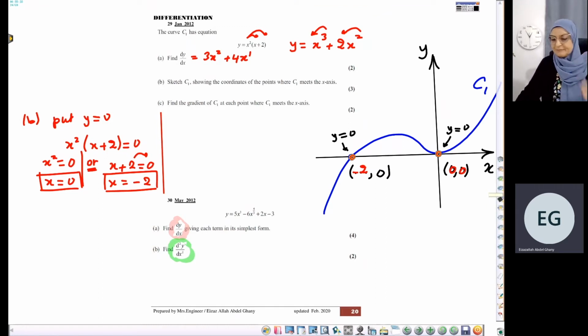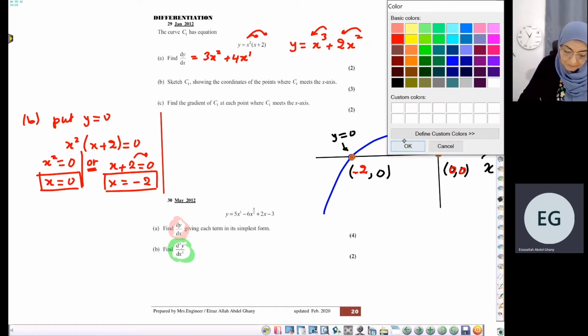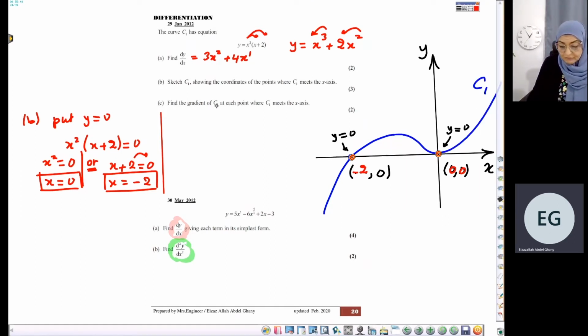Underline to make it neat. The third part of the question: he needs me to find the gradient of the curve, C1, at each point where C1 meets the x-axis. You have to expect, if you draw a tangent here, that gradient of the curve means gradient of the tangent to the curve. Repeat, gradient of the curve means gradient of the tangent to the curve.